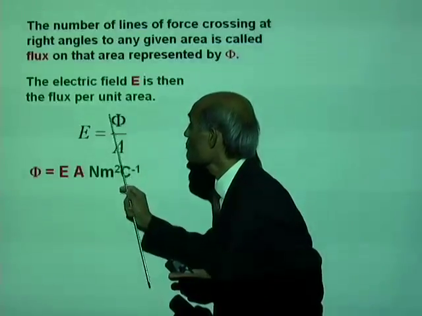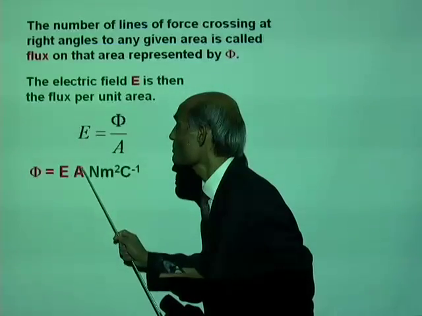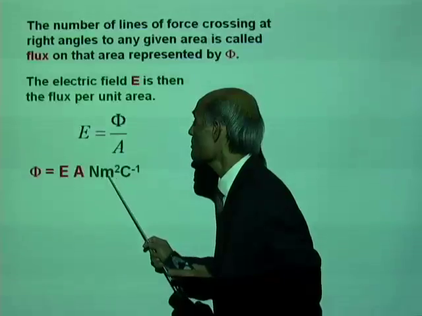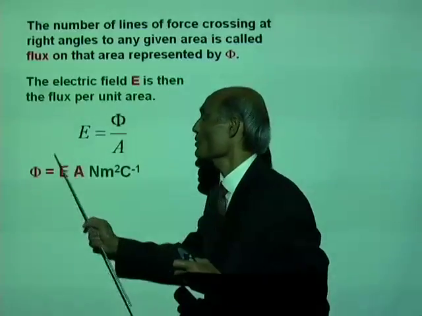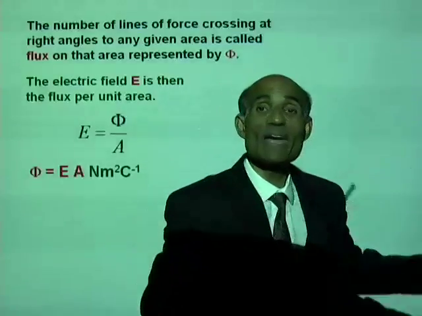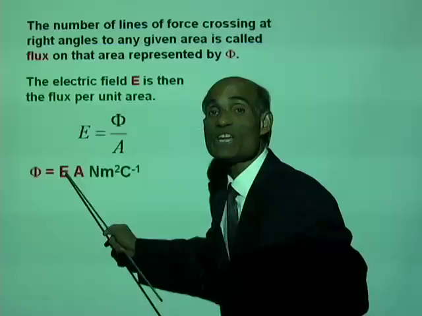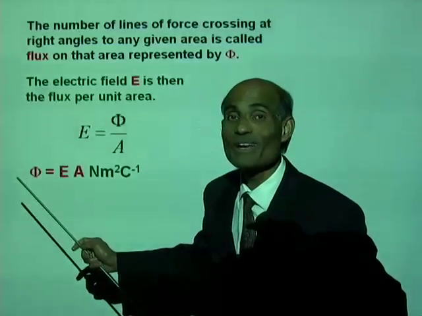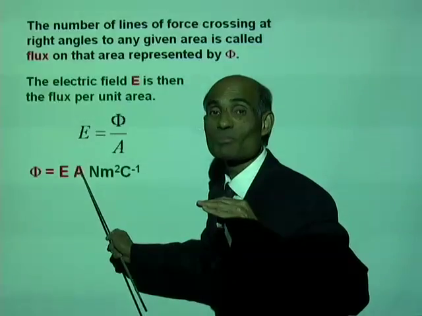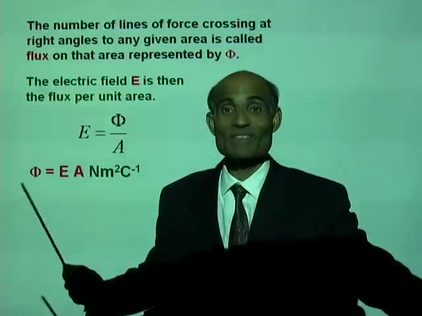Therefore, flux, the total flux will be electric field multiplied by the area, and that is measured in Newton meter squared per coulomb. Phi, electric flux crossing a given area, will be E times A, where E is the flux per unit area. So flux per unit area multiplied by the area will be the total flux crossing that area.